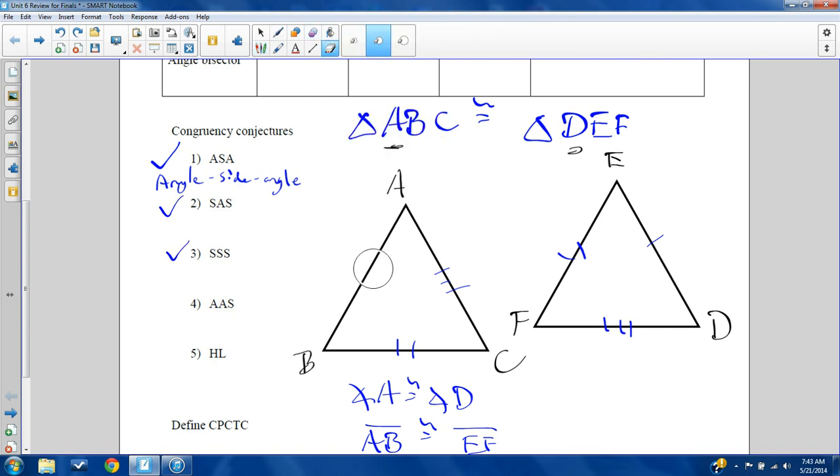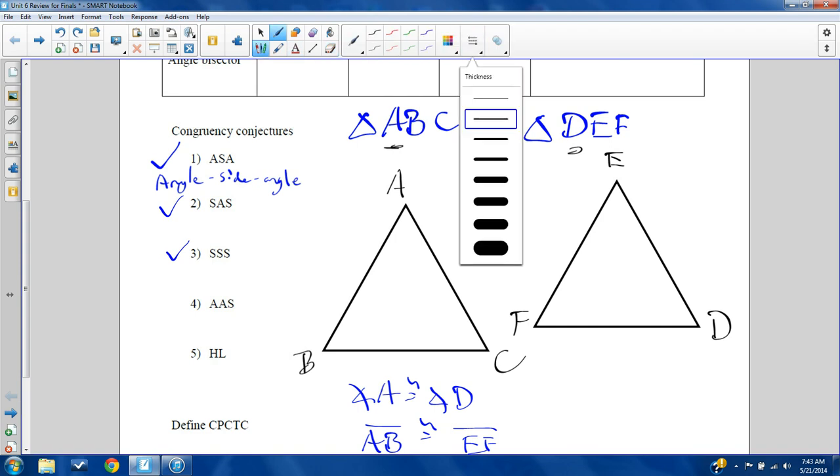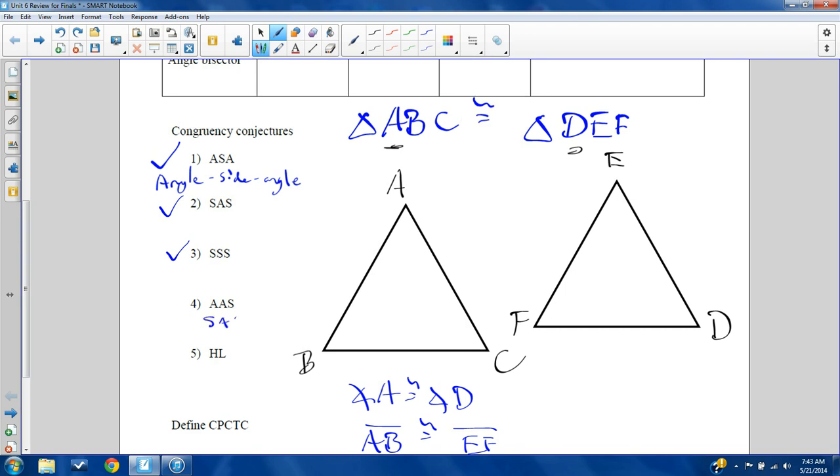Okay, now I'm going to look at angle side. Now I'm going to look at it in a few different ways here. First of all, angle side could also be called side angle. And I'll show you why. It's just the way that you look at it. So here's an example of angle side. Angle A is congruent to angle D. Angle B is congruent to angle E. And segment BC will be congruent to segment EF.